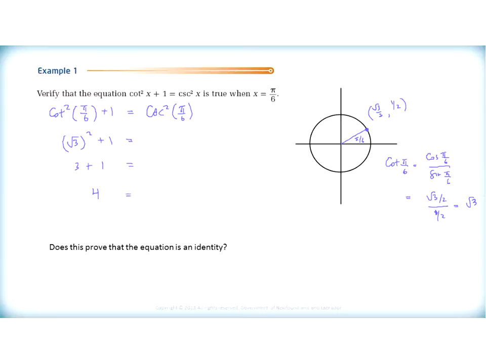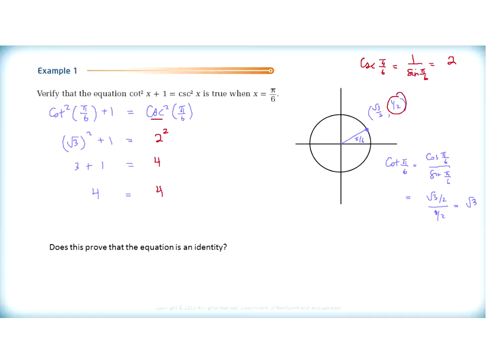So I can see that the left side of my equation is 4. I need to show that the right-hand side of the equation is also 4. So now I need to find the cosecant of pi over 6. Well, the cosecant of pi over 6 is equal to 1 over the sine of pi over 6, which is simply the reciprocal of sine. There's the sine of pi over 6. The reciprocal of 1 over 2 is 2. Of course, it's cosecant squared, so I've got to square the 2 to get 4, and you can see that the left-hand side does equal the right-hand side. I've proven that this equation is true for that one value of x, pi over 6.